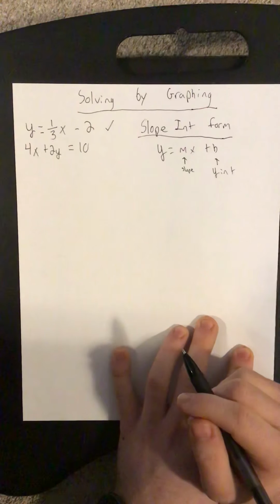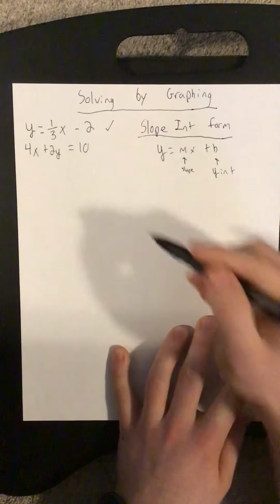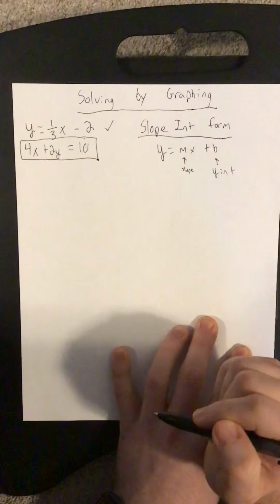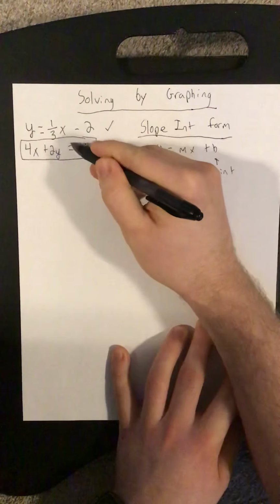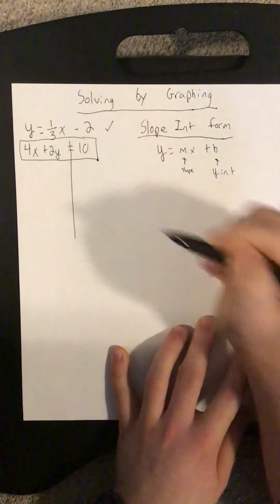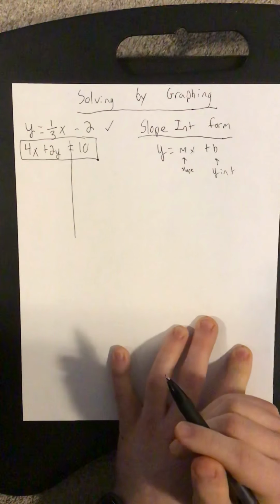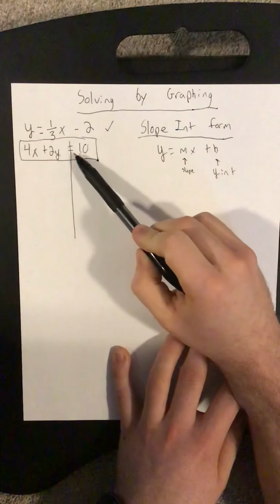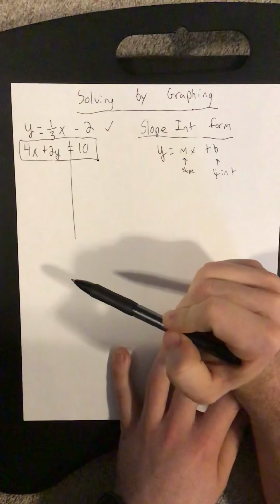If you notice, y is on a side all by itself. So with this one, we need to get y on a side by itself. What I like to do is draw in a line where the equal sign goes that represents both sides of the equation. So on the left is 4x minus 2y, and on the right is 10.